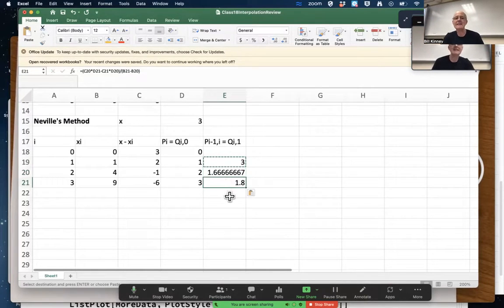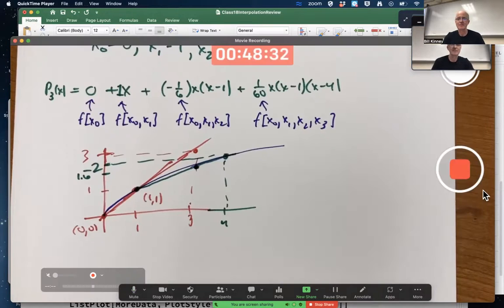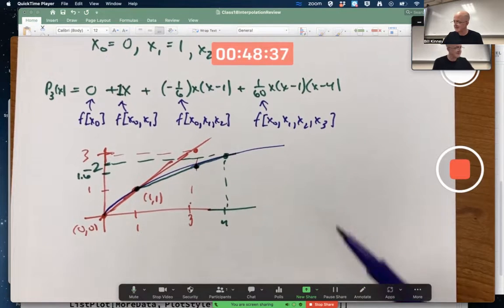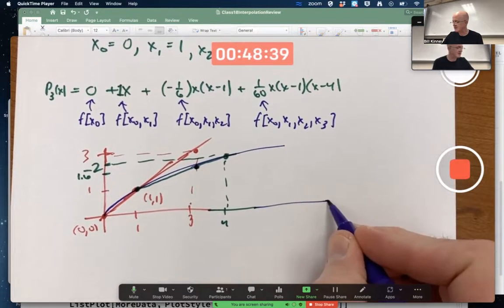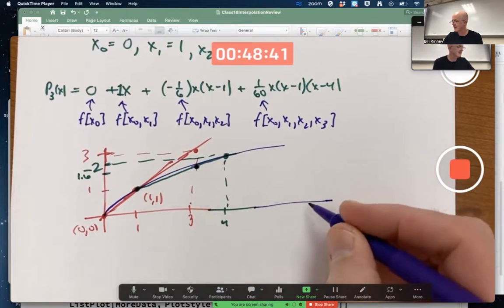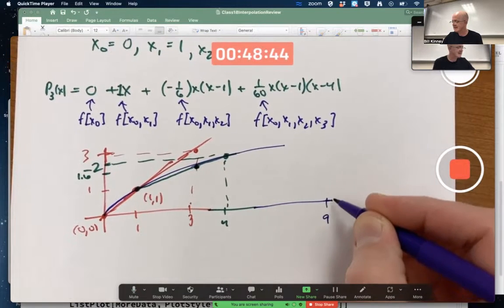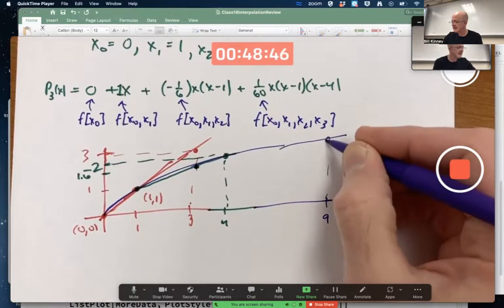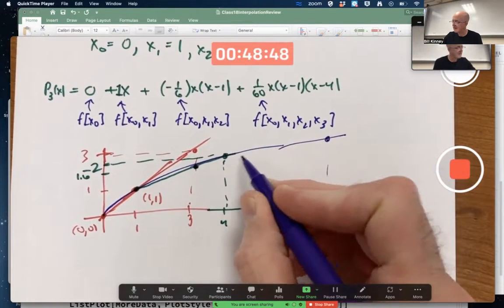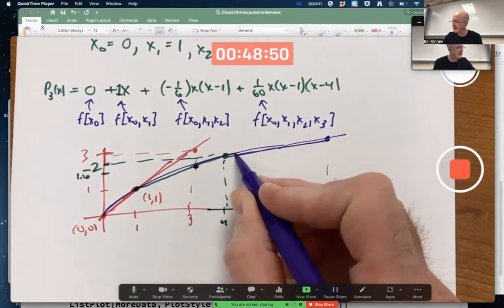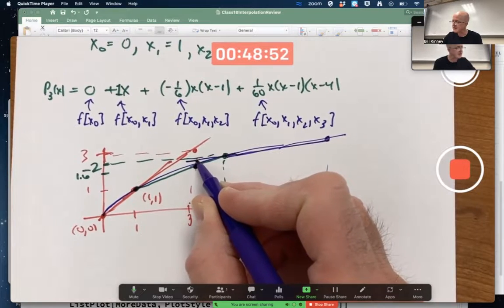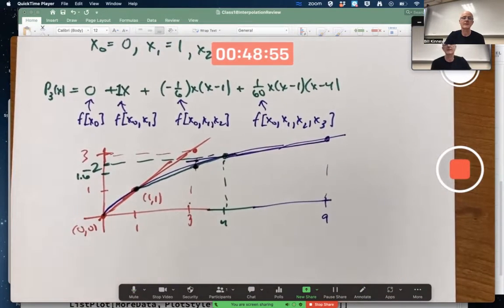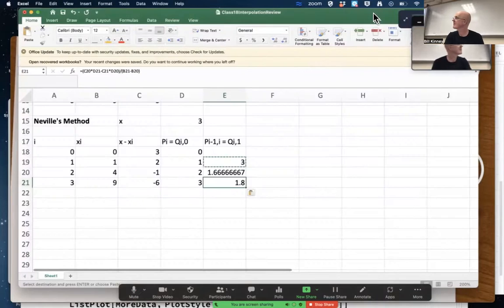And then the 1.8 is using the second and third nodes, 4 and 9, and the straight line connecting them and going back to x equals 3. And that's why you get something a bit higher, 1.8. That's what's going on behind the scenes, conceptually speaking.